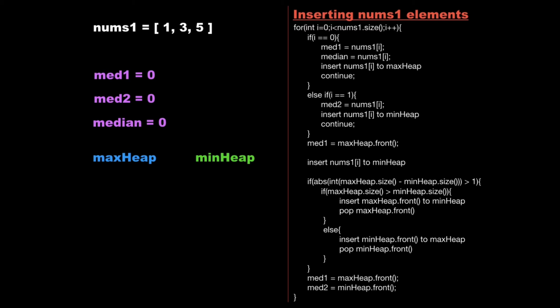So initially i points to the 0th location, or i points to the element 1. So we enter the first if condition and update the values of mid1 and median to 1, and then insert nums1 of i to the max heap, and then increment i. So now i points to the second location, or the value 3.